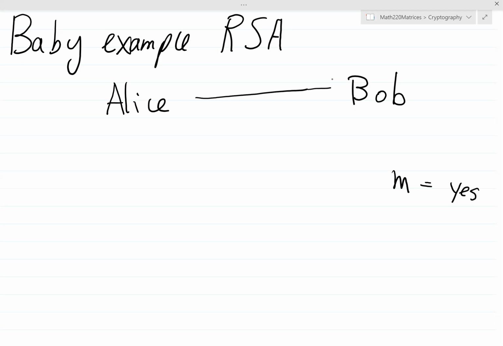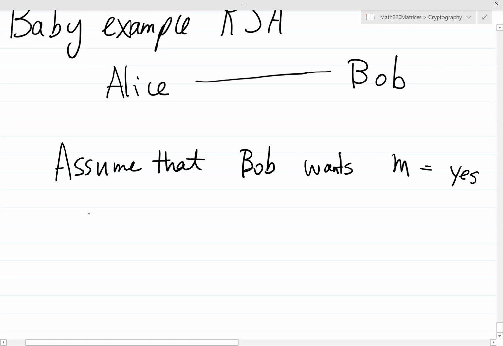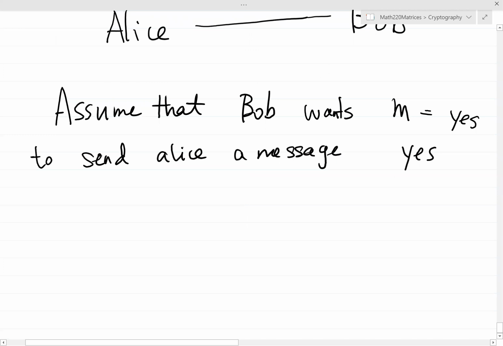So let's assume that Bob wants to send Alice a message. Let's use the message "yes". The message M is yes. Now Bob uses a standard ASCII code for "yes".